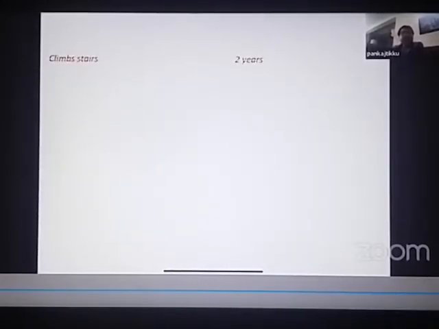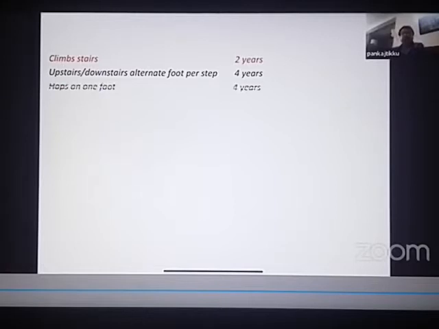Then he climbs stairs at 2 years, but that is putting both feet on each step. So slowly going upstairs, slowly coming downstairs. But he goes normally upstairs and downstairs, alternate foot per step, only at the age of 4 years. That is how we walk. Then the child hops at the age of 4 years and he skips at the age of 5 years. So this is all gross motor milestones. So the first category is completed, gross motor milestones.